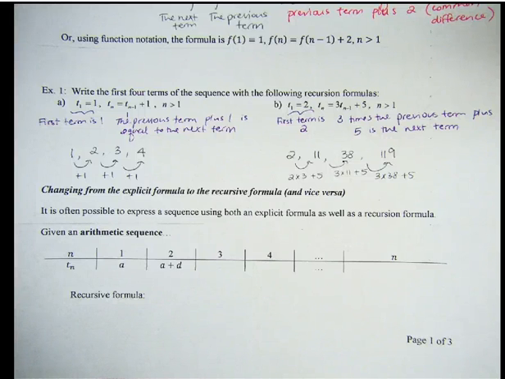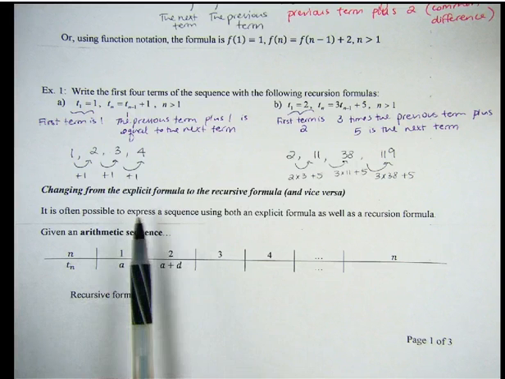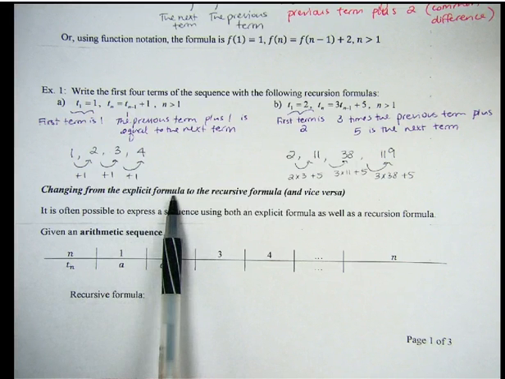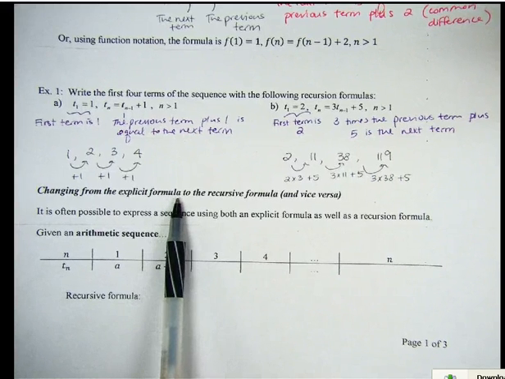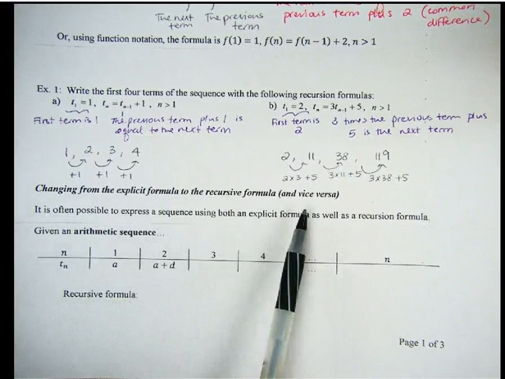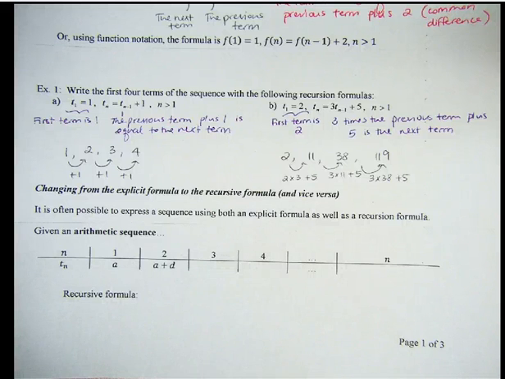All right, we're finishing up page 1 of lesson 7.4. Since we know how to get the explicit formula for an arithmetic or a geometric sequence, we're now going to learn how to change them to their recursion formulas and vice versa.